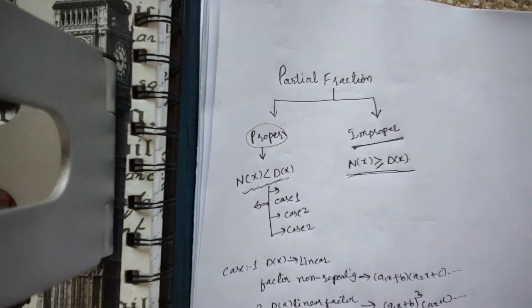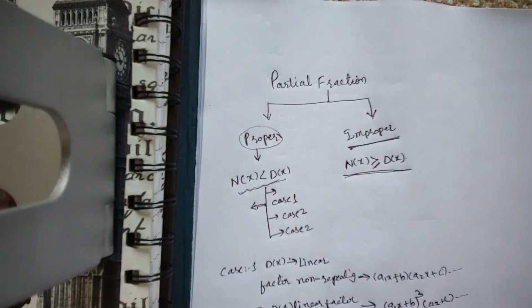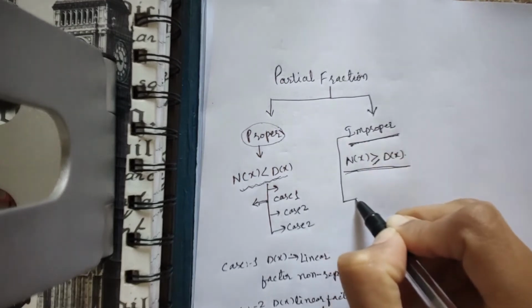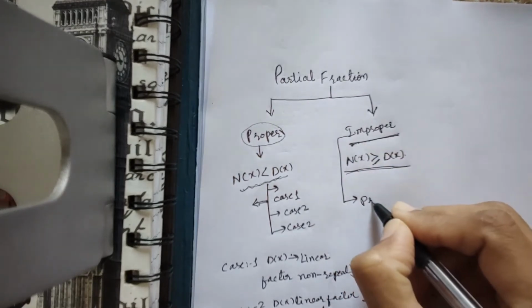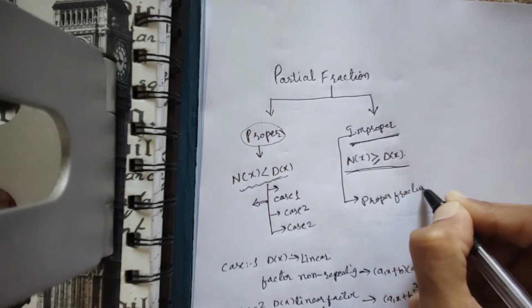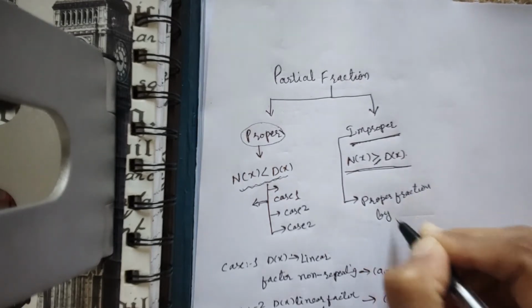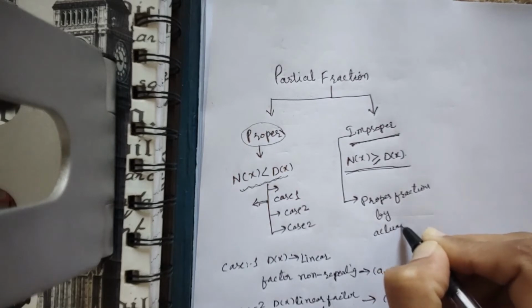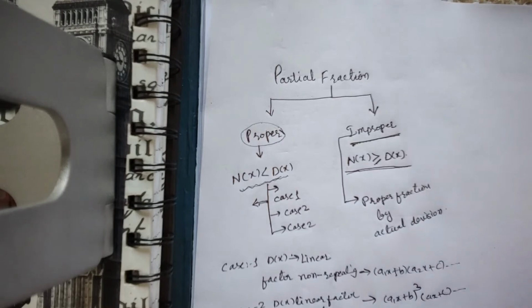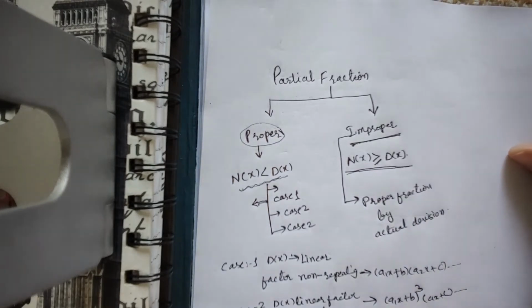In improper fraction, first we convert it into a proper fraction. We convert it into a proper fraction by actual division. Now how we perform actual division, we are going to see.